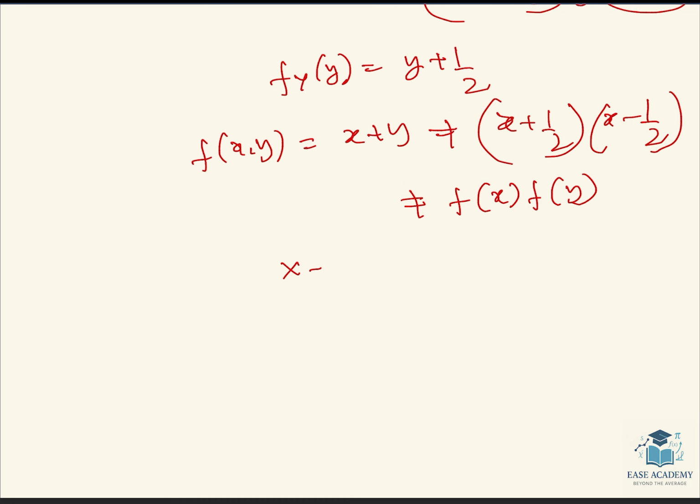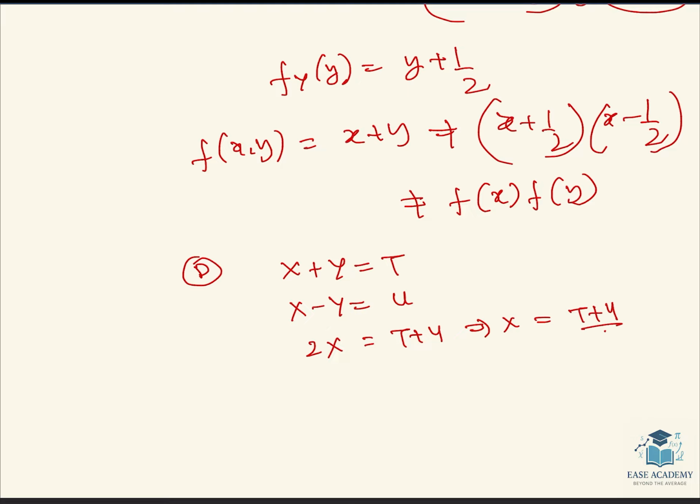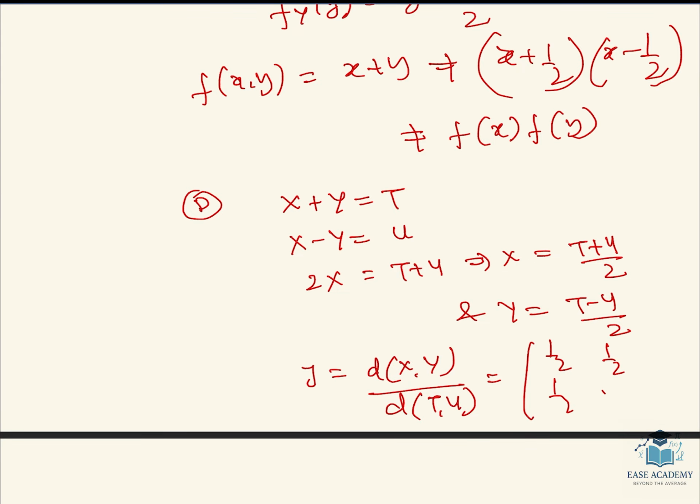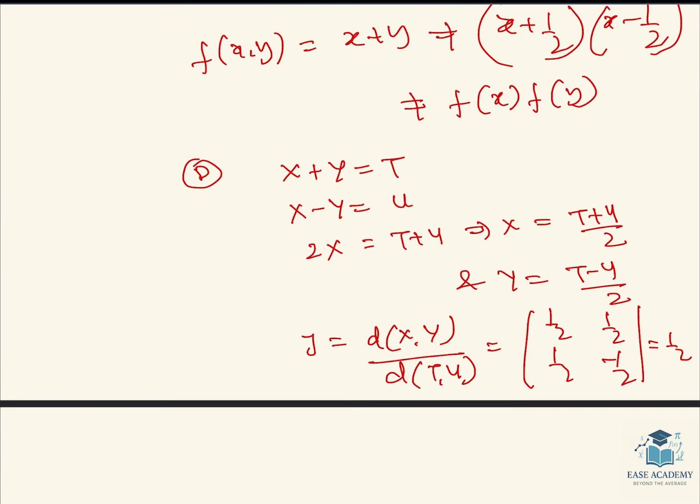Take x plus y as something t and x minus y as something u, and after adding we get 2x is t plus u, that is x is equal to (t plus u) by 2. Similarly y is (t minus u) by 2. We have to find the Jacobian, that is d(x,y) by d(t,u), which is nothing but half, minus half, that is half.